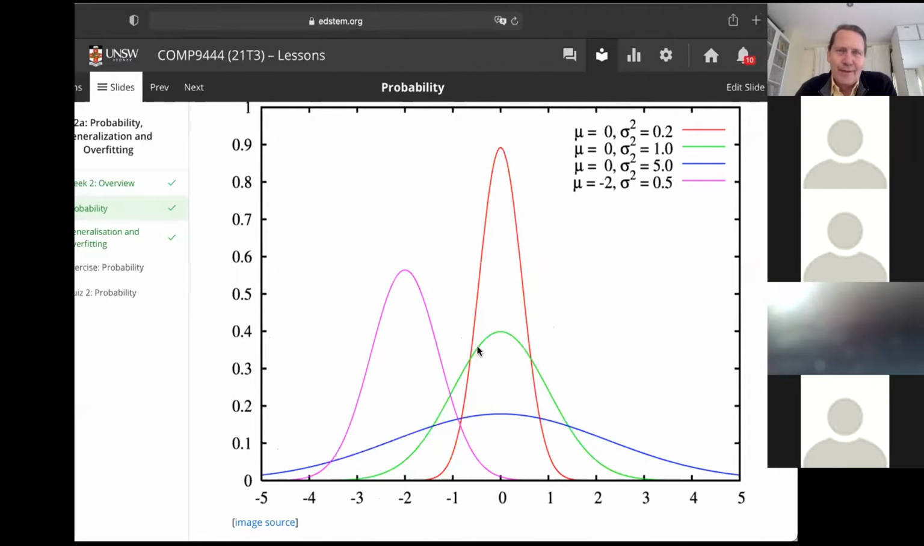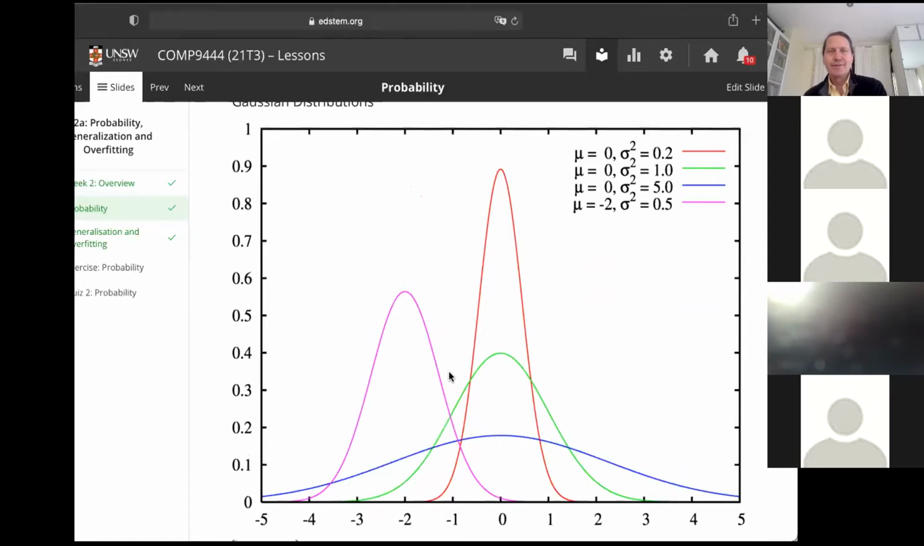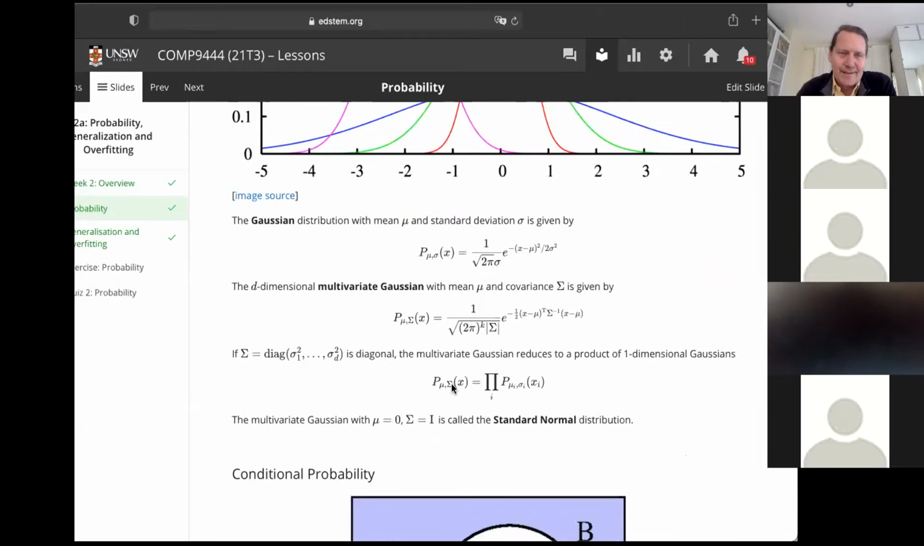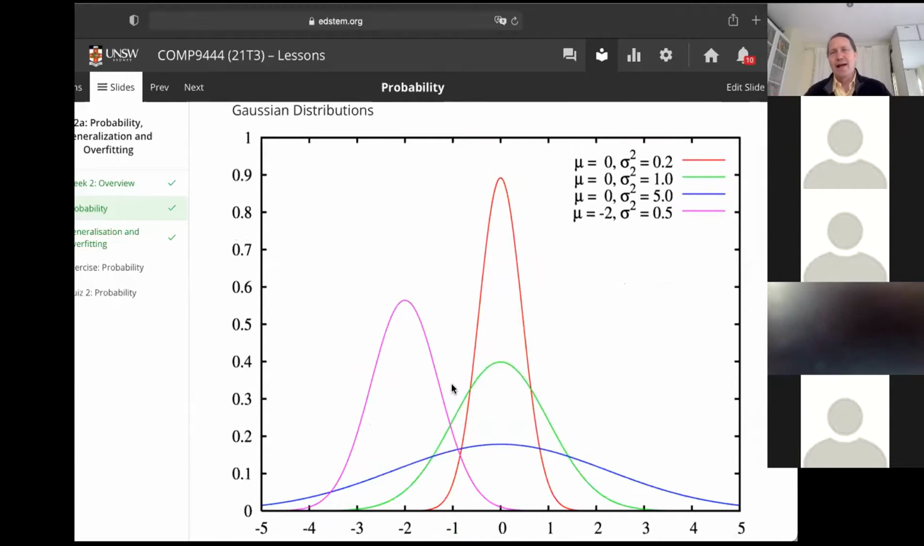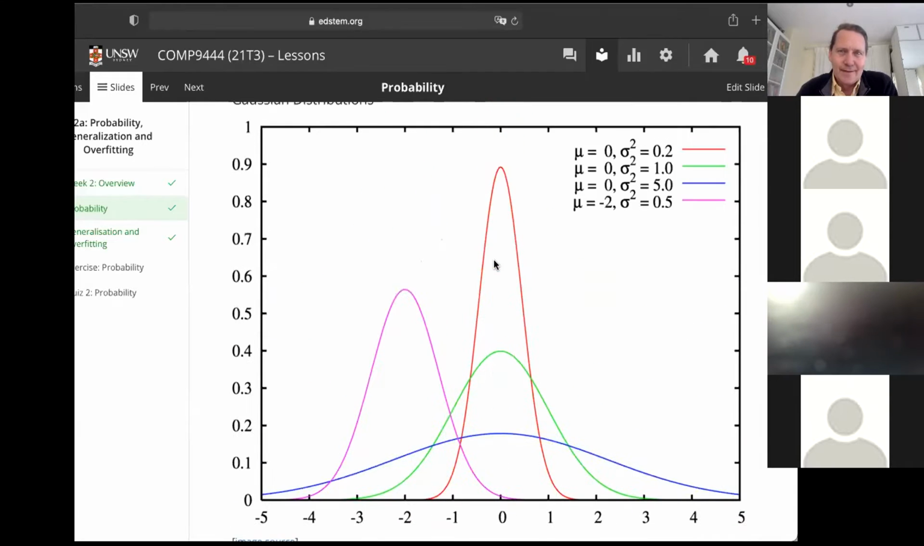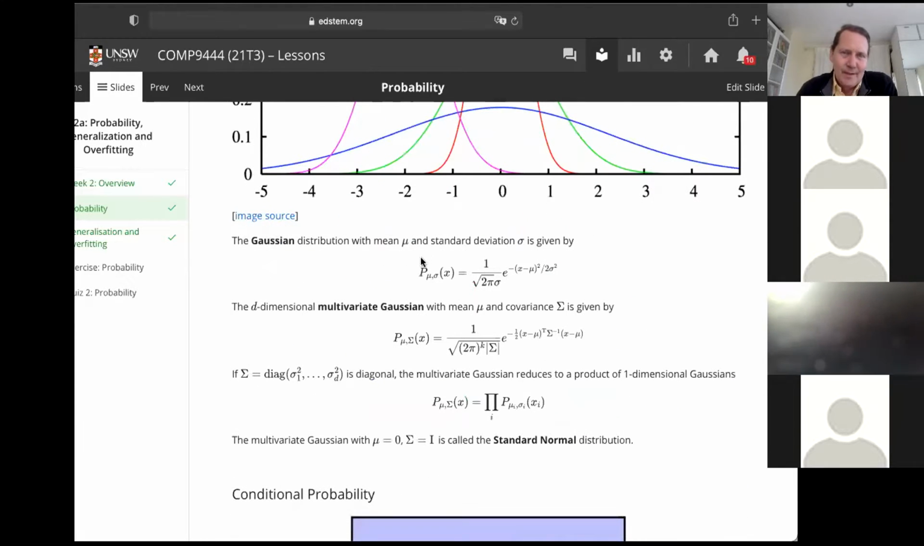So first of all are the Gaussian distributions. This is from statistics, and there's the central limit theorem that says that if you add up a large number of independent variables, you tend to get a Gaussian distribution, and this is what they look like with different means and standard deviations. So this is in one dimension, and this is in multiple dimensions.